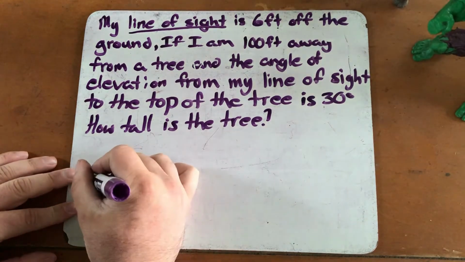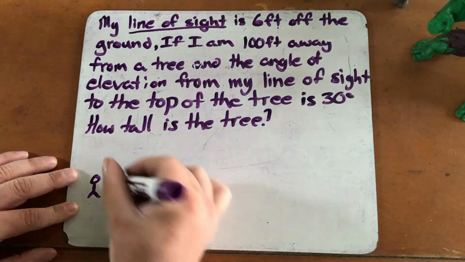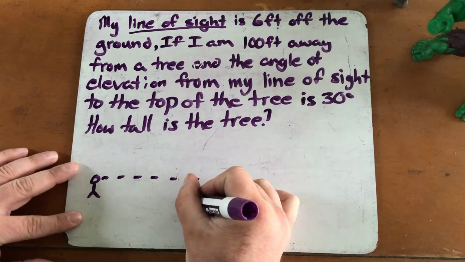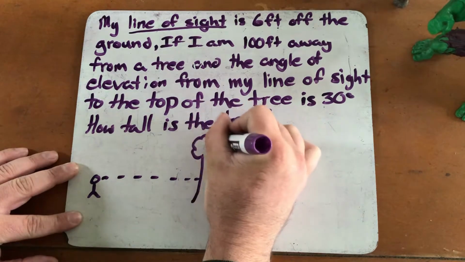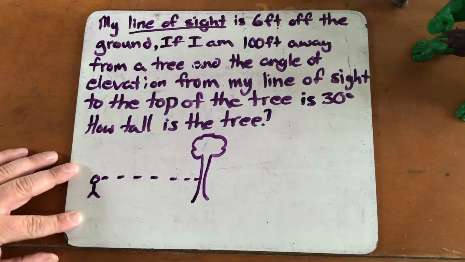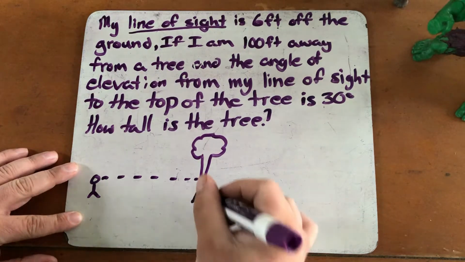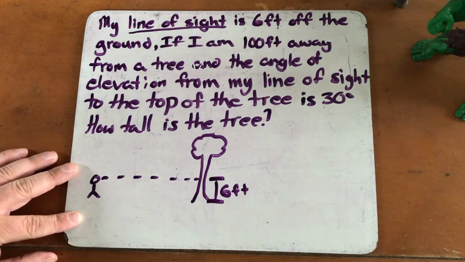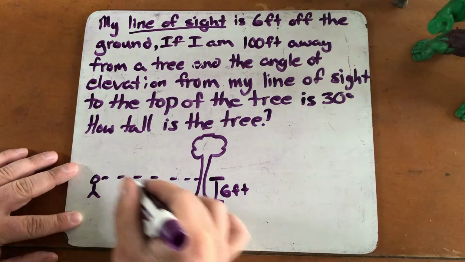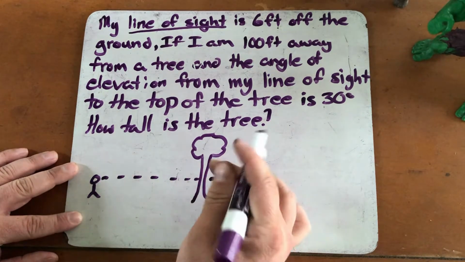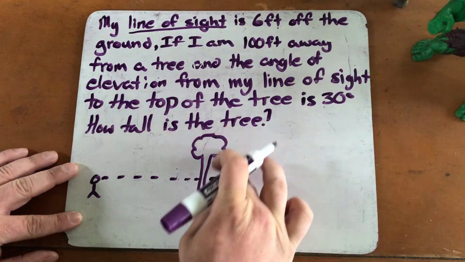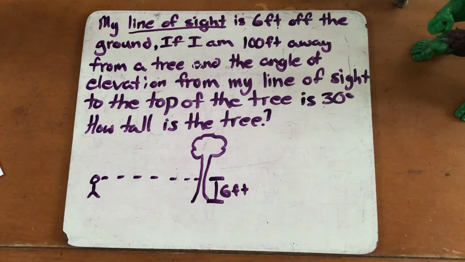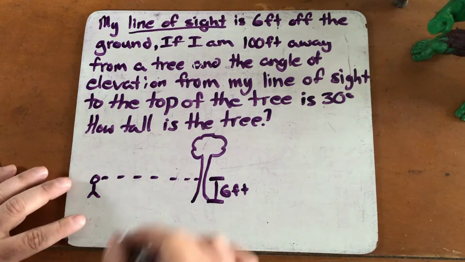So here's me. Here's my line of sight. That's the base of the triangle. I have some tree. That is a horribly drawn tree. Now what I know is that this measurement is 6 feet. If this is the base of my triangle, once I know the measurement of this section of the triangle, which I'm going to use trig to find out, I'm going to have to add 6 to get the final answer, to find the whole height of the tree.